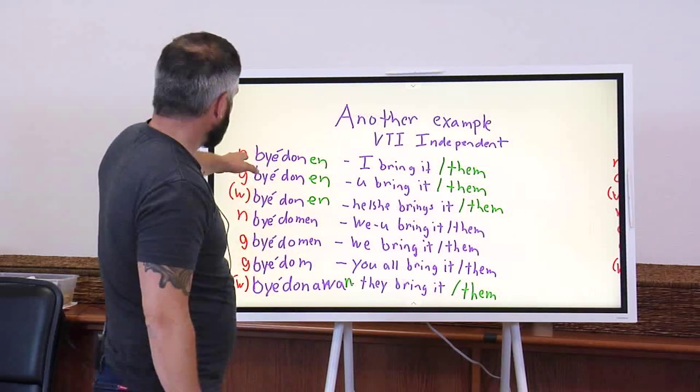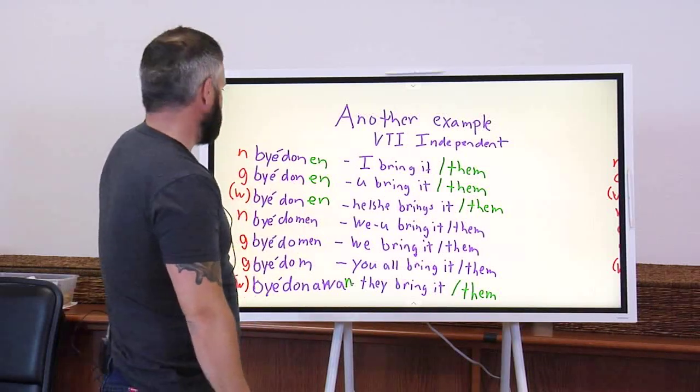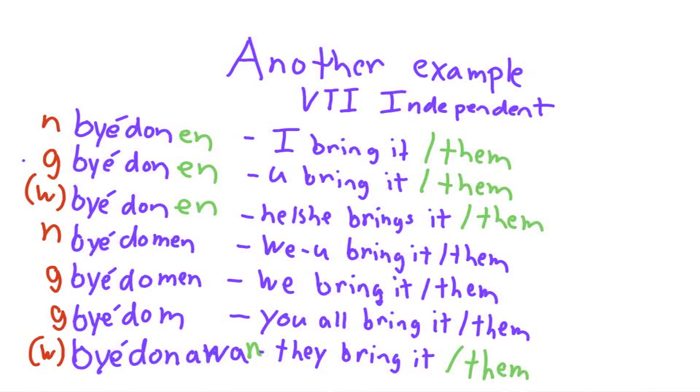Okay, another example using biadon, which means to bring it. Nabiadon, I bring it. Nabiadonen, I bring them. Gabiadon, you bring it. Gabiadonen, you bring them. Just nothing on it, or wabiadon, he or she brings it. Biadonen, he or she brings them. Nabiadomen, we but not you bring it or them. Gabiadomen, we all bring it or them. Gabiadom, you all bring it or them. Biadonawa, they bring it. Biadonawan, with the N, they bring them.